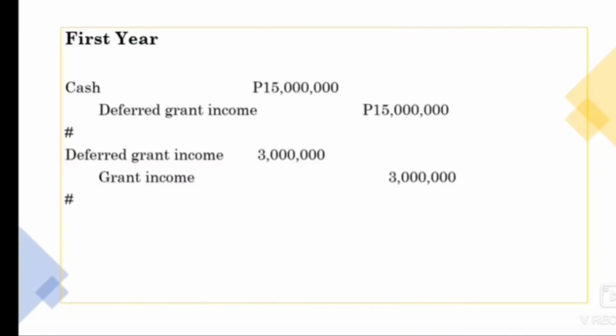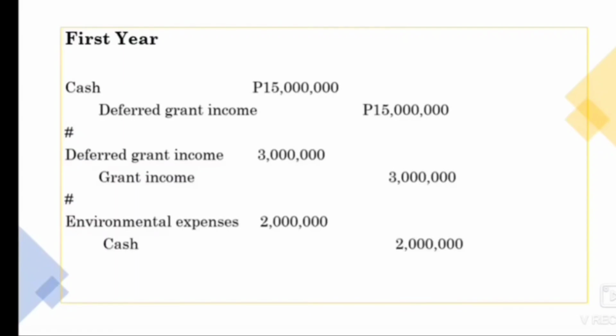So, i-record mo din ang environmental expenses. So, for the second year, ganun pa din. Except na hindi ka na syempre magre-record ng grant received kasi nga na-record mo na yun sa first year. So, yung for the second year, ang i-record mo na lang is yung deferred grant income tas yung environmental expenses. Same pa rin yung formula na gagamitin mo. Yung sa grant related to income na formula pa rin ang gagamitin mo. Okay? So, next one.